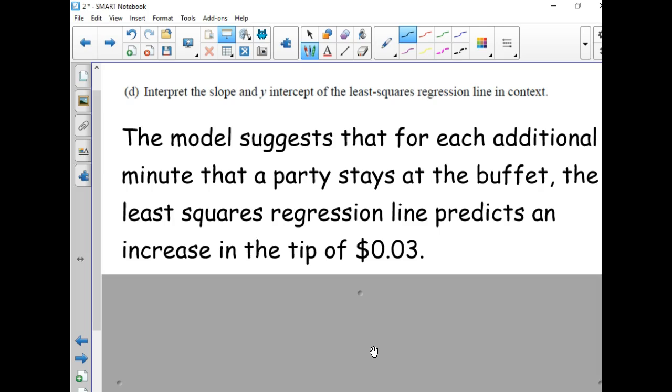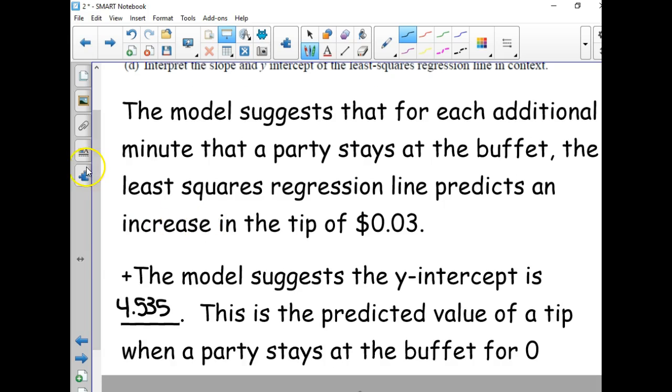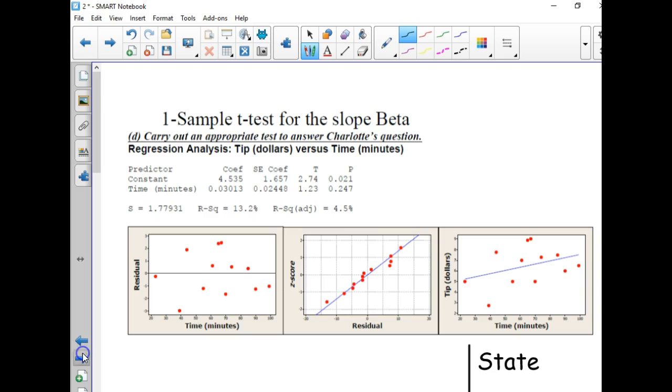The model suggests that for each additional minute that a party stays at the buffet, the least squares regression line predicts an increase in tip of 0.03. Okay? I'm going to pause it while you guys read. All right. So those of you who are watching the video at home, you need to pause this and write down the y-intercept. We've already talked about it in class. Okay, now you're going to want to go to the next page.